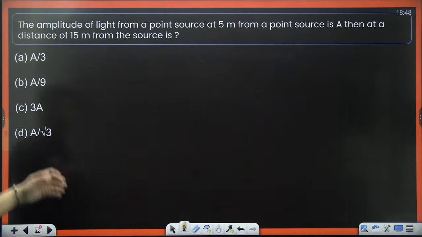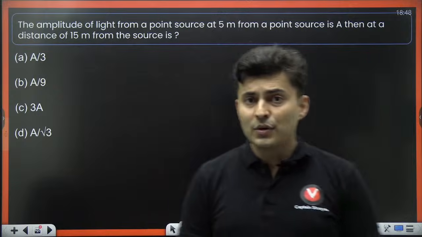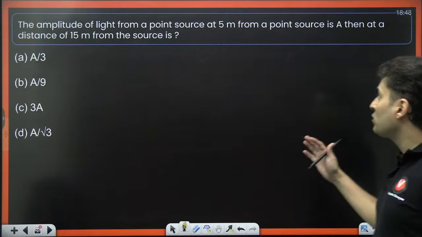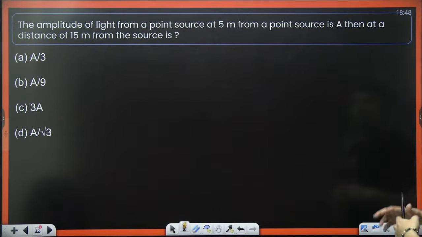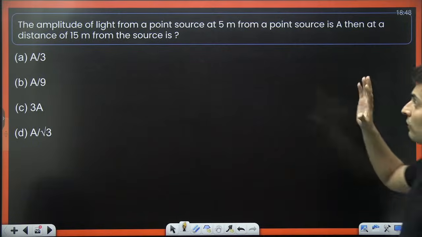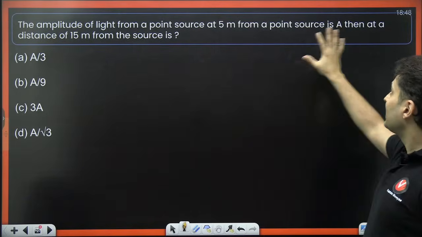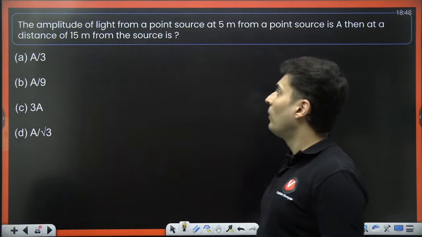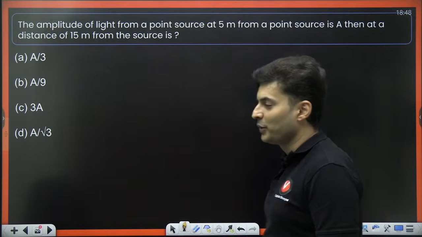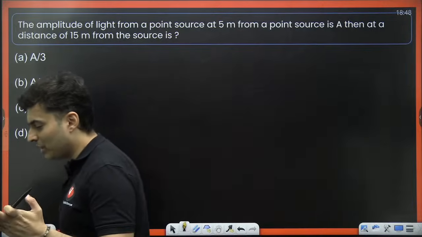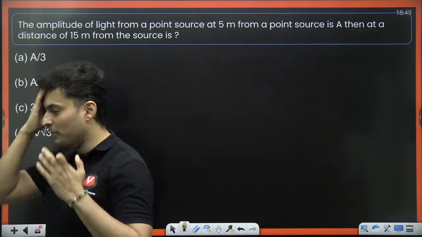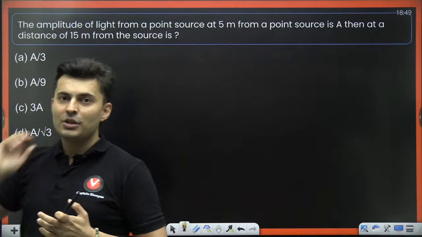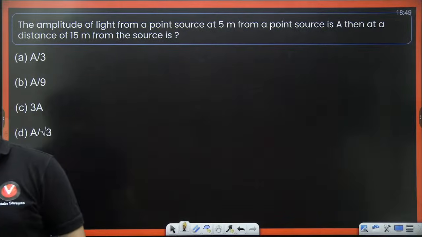Starting off with this question. The amplitude of light from a point source at 5 meters is A. Then at 15 meters, what do you think is that amplitude, my dear warriors? Come on, think about it. You should be able to guess the answer. It's not that difficult.